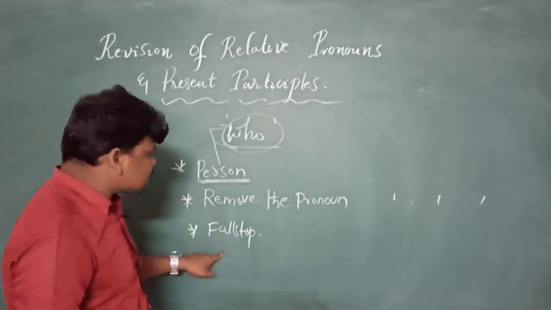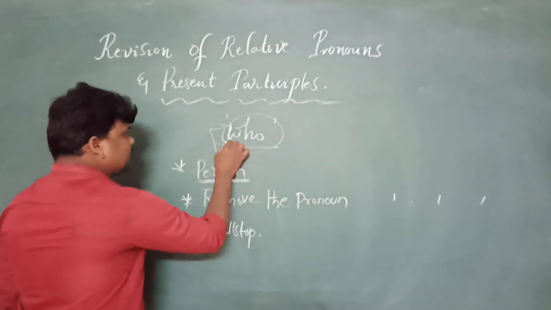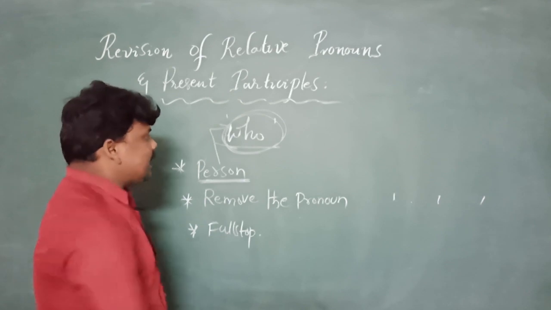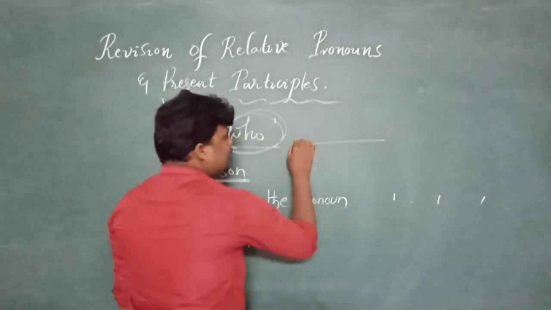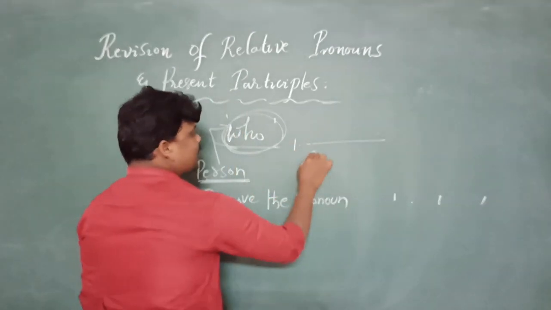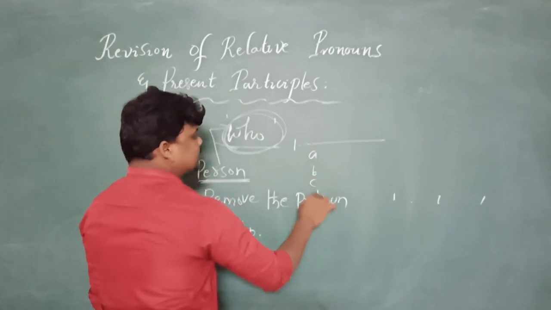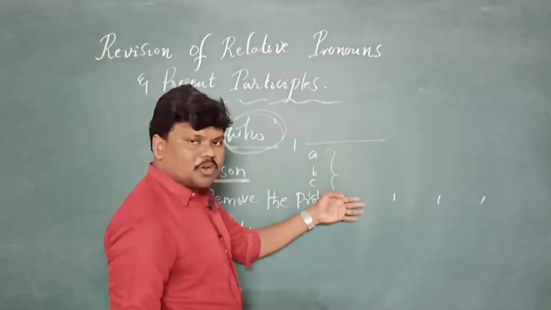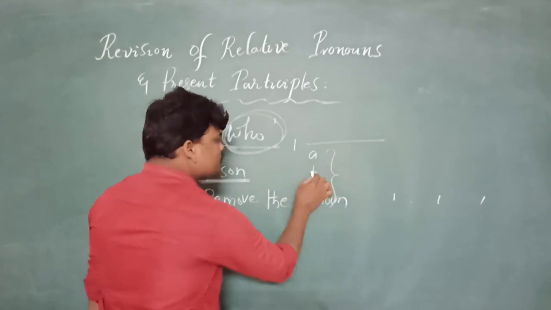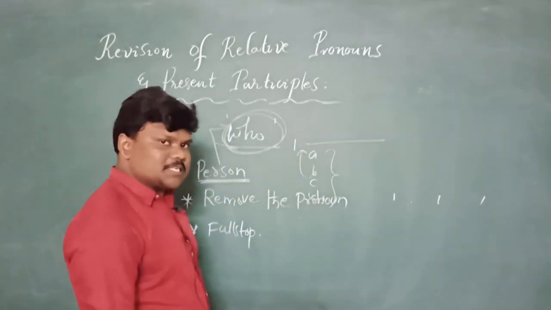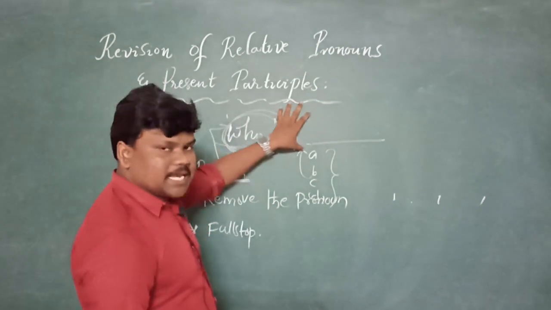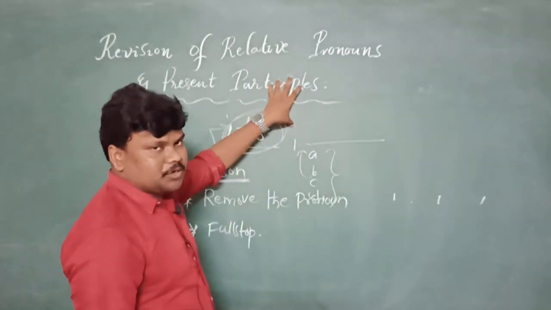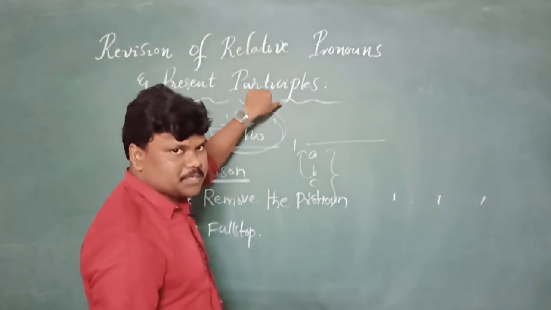Remember these three instructions if you are asked to combine the two sentences with who. If this is a question, I have given you four options, A, B, C, D, and all four options are very close to the answer. That's why I kept today as a revision class, to remind you of the instructions, rules and regulations for combining two sentences with these two topics.